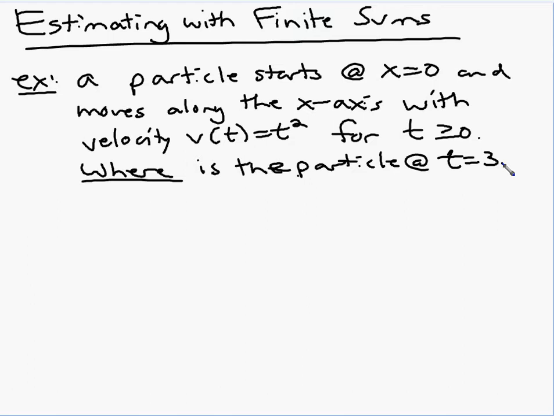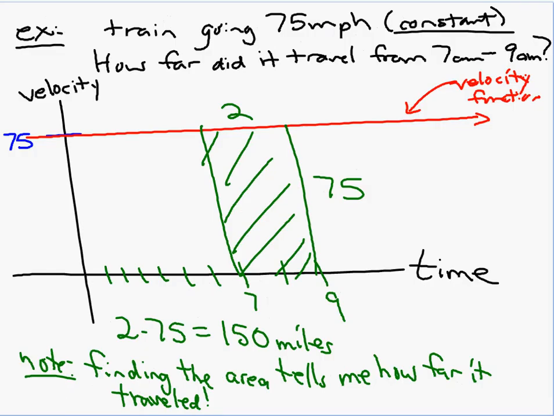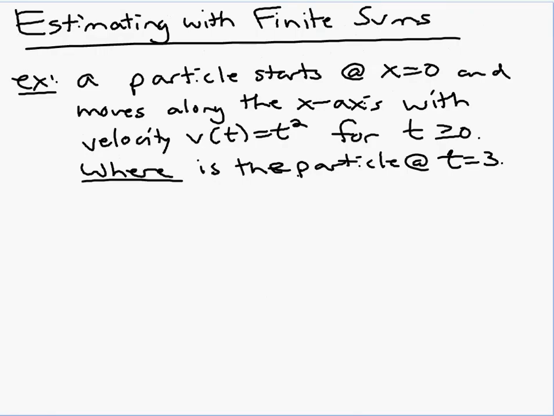And let's go back. Let's review where we just came from. Didn't we calculate how far the train went from a velocity function right here? Right? I knew the velocity, I knew the time, I just found an area under the curve. So on this problem, we're going to do the same thing. I need to find an area under what curve though? The curve is t squared.